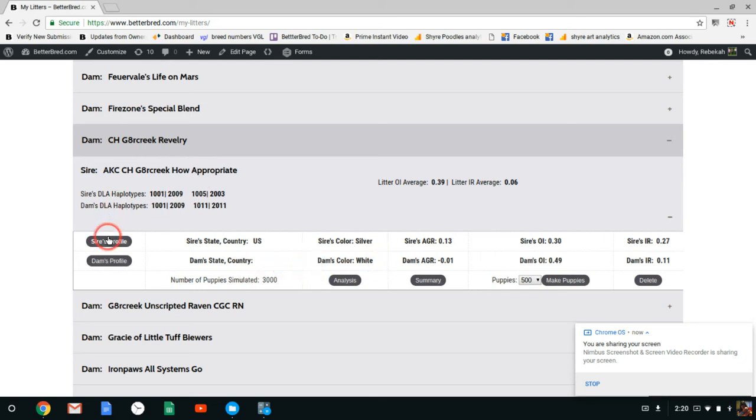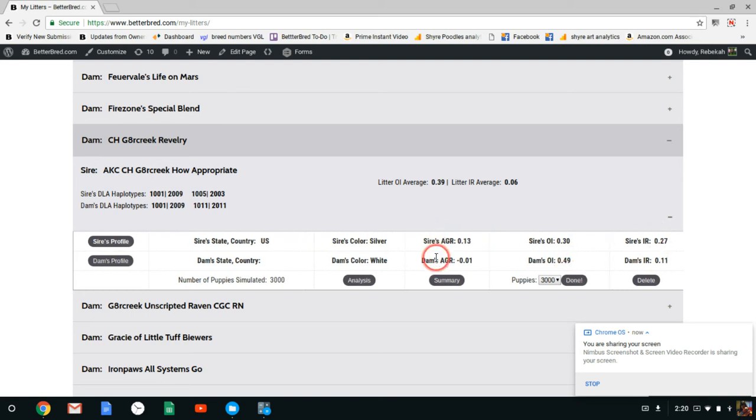You can see the sire's profile, the dam's profile, and we can go to the summary. I have only simulated 500 puppies, so I'm going to go all the way up to 3,000. So I'm going to push that, and it's going to take a little while. But here you can see all of their stats now that I've run this test breeding. So we're going to go to the test breeding and see, after going through their comparison tool, what we might be able to see from their summary. But yeah, you can see here their OI, their IR, and their AGRs.